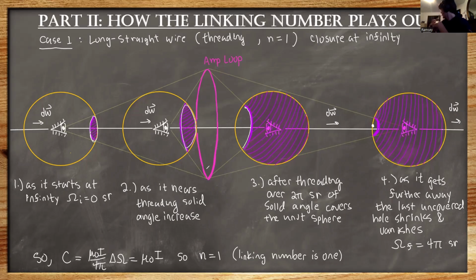And as you make that walk, the amp loop projection is a dot. So it's not changing the solid angle, because dots don't change solid angle. It has to have some sort of tangible area. And by the time you get back to where you started, you have completed a full 4 pi radians of solid angle that has covered your surface. So omega final is 4 pi steradians, plug it into circulation, and what do you know? You get mu naught I. It's exactly what we expected. And the linking number is 1.